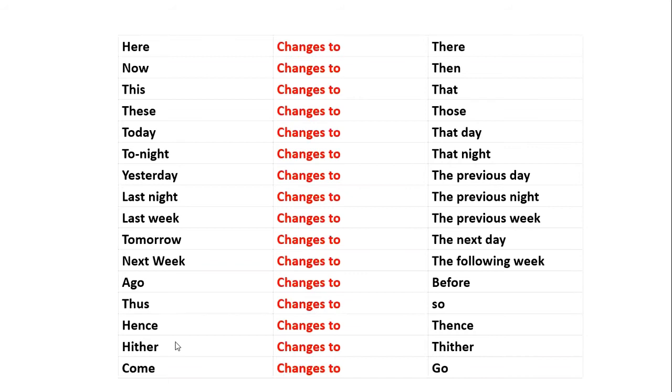Thus, so, hence, thence, either, thither, come, go. Some of the exceptional cases of rules too. So what does our rule say? If the reporting verb is given in past tense, then the tense of the verb of the reported speech will change into the corresponding past tense.